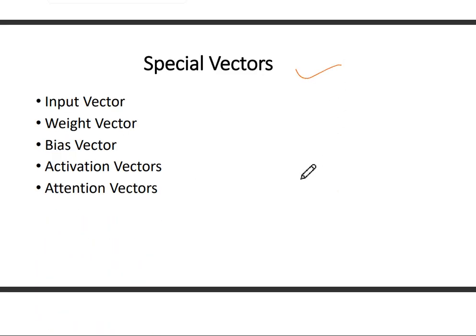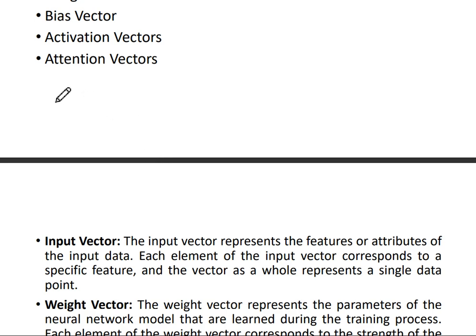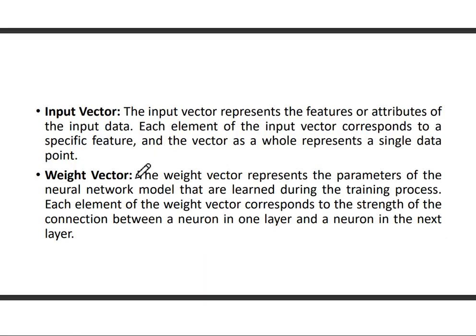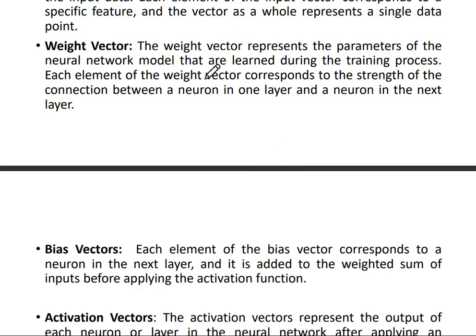Now let us see the special vectors we have. Some of the special vectors are the input vector, weight vector, bias vector, activation vector, and attention vectors. We know these very well. You can see the definitions given here. The input vector represents the features or attributes of the input data. Each element of the input vector corresponds to a specific feature, and the vector as a whole represents a single data point. And the weight vector is like a parameter.